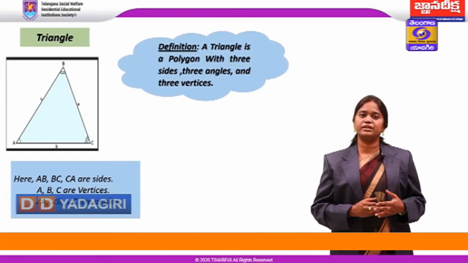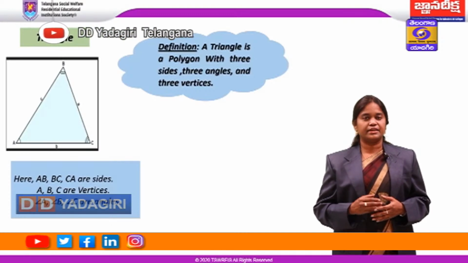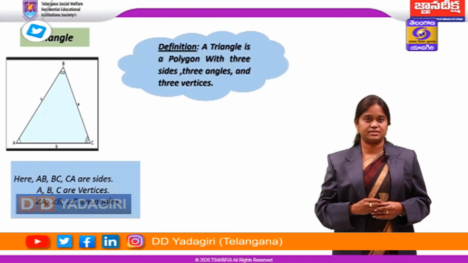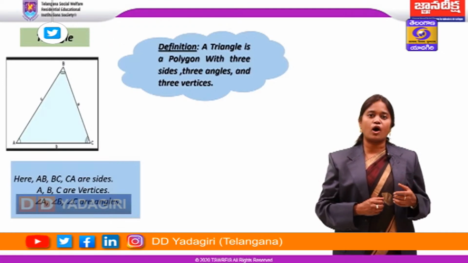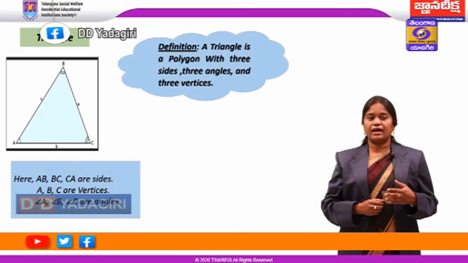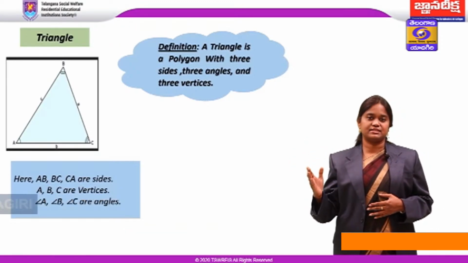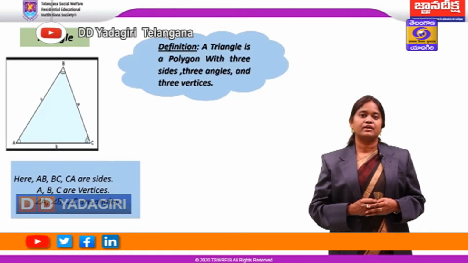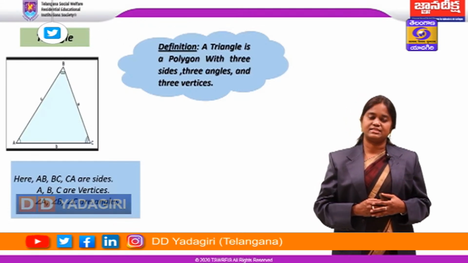The point of meeting of 2 rays is known as the vertex. Here, the corner points A, B, C are the vertices. In geometry, when 2 rays meet at a common point, they form an angle. Here, angle A, angle B and angle C are the 3 angles. Angles are measured in degrees. A triangle is denoted by the Greek letter delta.